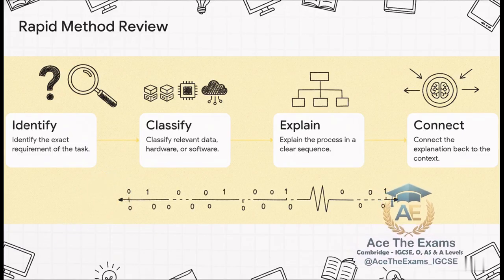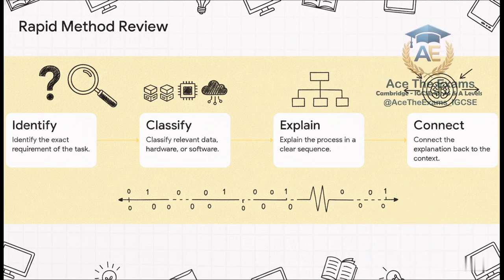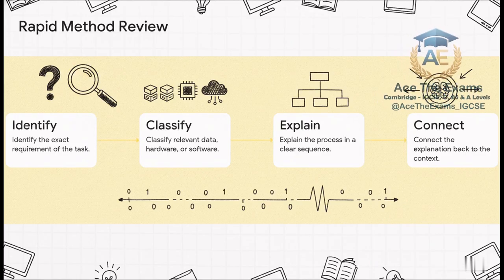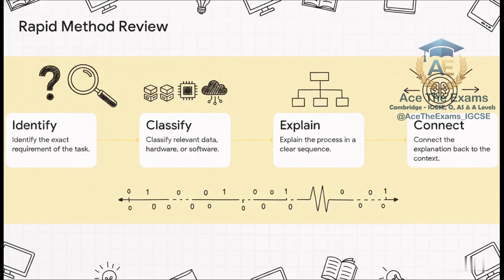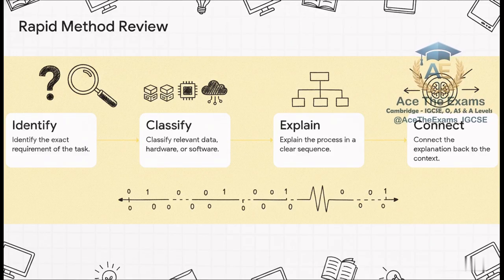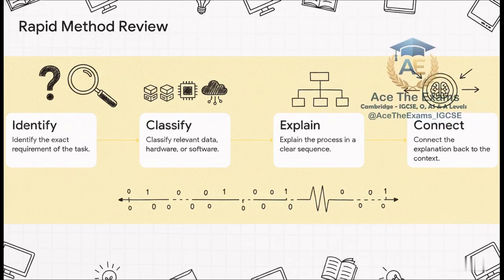Let's do a live rewrite right now in our heads. I'm putting a visual 60-second timer up in our minds. Step 1. Identify the exact requirement. What is the command word? Let's say, for this example, it's explain. Step 2. Classify the elements. Are we dealing with data, hardware, software, or an algorithmic structure? Let's classify it as data transmission.